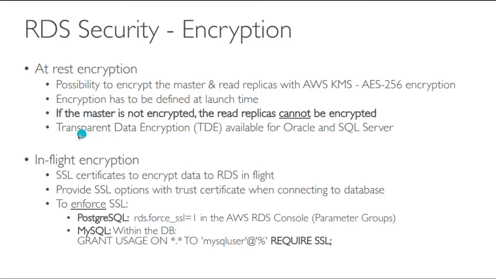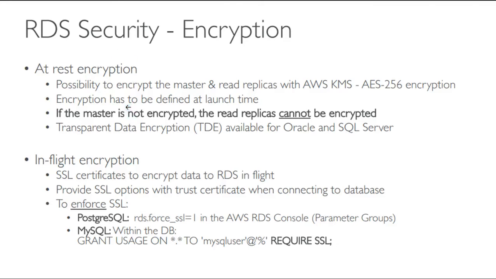If the master is not encrypted, the read replicas will not be encrypted as well. Same as we have in EBS. If the master is not encrypted, the read replica that is created from this master will not be encrypted. But if it is encrypted, then the read replica will be encrypted as well. Then for Oracle and SQL Server, you have something known as transparent data encryption, which you don't have for MySQL. So this is what encryption at rest is.